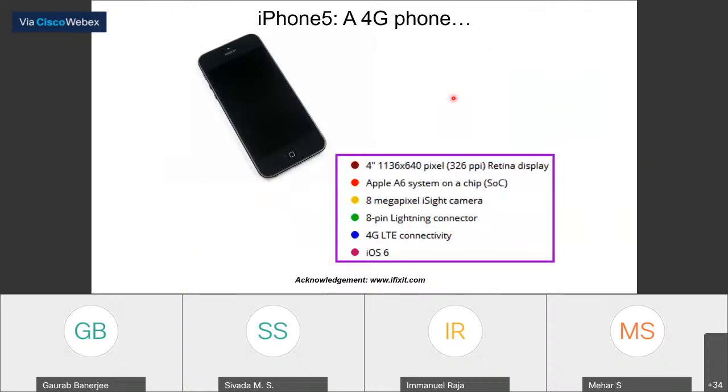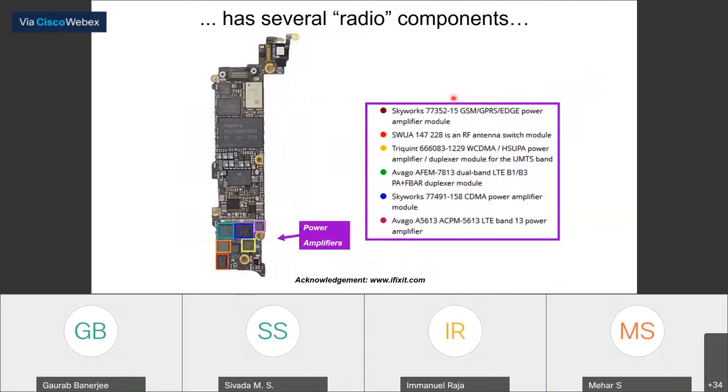If you look at the iPhone 5, which is essentially a 4G phone, but it shares a lot of the 5G features, we'll try to dissect the 4G phone a little bit. If you look inside a 4G phone, you'll find that it has many radio components, right? People tend to think that as we have made chips, we have obviated the need to have many, many chips on a cell phone. On a smartphone, perhaps we can get away with a few. But that couldn't be further from the truth.